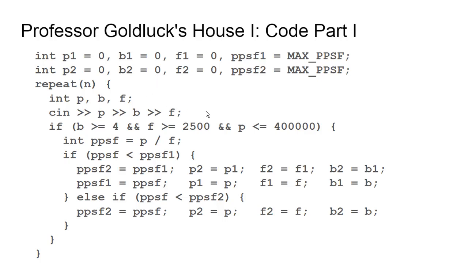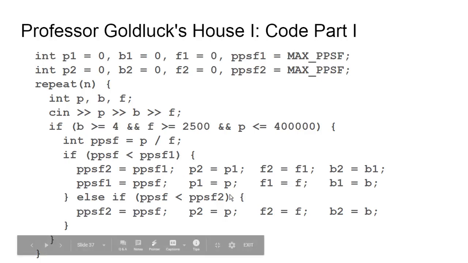We read in the data, and then here we check that it satisfies all the conditions. We only consider a house if it satisfies all the conditions. If the house does satisfy all the conditions, we compute PPSF and compare it with the current min. If it's less than it, we need to shift. We first shift the current minimum to the second minimum, and then we set the current minimum to the current house. If the current house PPSF is not less than PPSF1, the current minimum, we compare with the second.